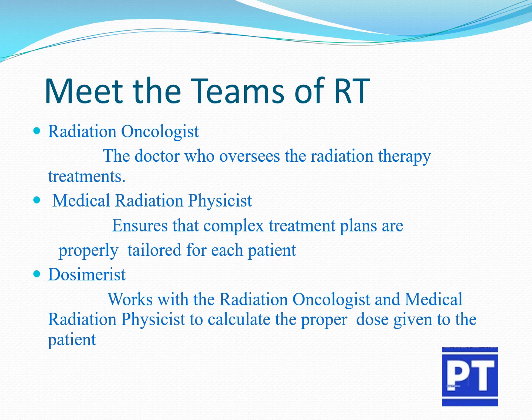So let us meet the team of the radiation therapy or radiation oncology department, who all come under that department. First is the doctor. As you all know, the doctor is the main pillar of the department. The radiation oncologist is the doctor who oversees the radiation therapy treatment. Thereafter comes the medical radiation physicist. They have an important role in our department, ensuring that complex treatment plans are properly tailored for each patient. Then comes the dosimetrist, who works with the radiation oncologist and the medical radiation physicist to calculate the proper dose given to the patient.